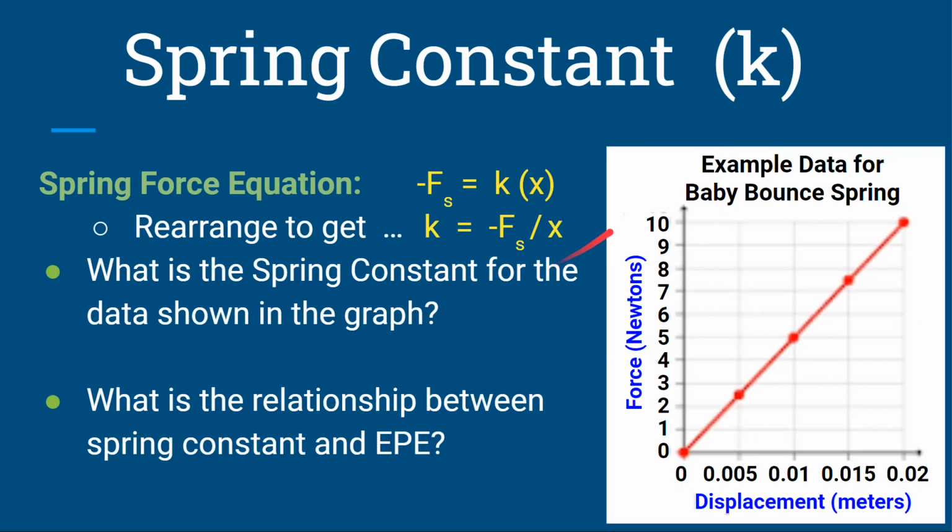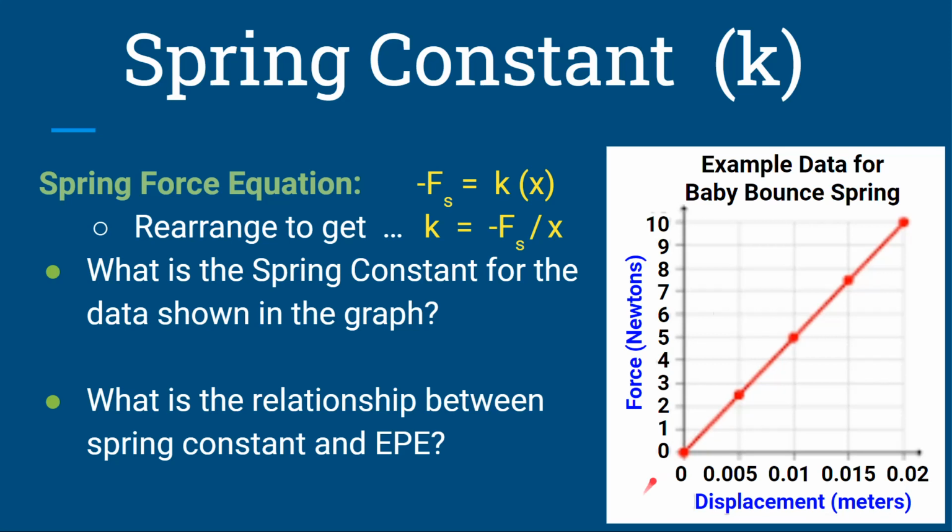Another thing that you might see is a graph like this, and you're asked to solve a problem using the graph to get your spring constant. The reason we use this graph: the equation I just showed you for spring force is F equals K times X. If you rearrange it, K is equal to the force divided by the displacement. That's what this graph is, a force displacement graph. It says it's example data for a baby bouncer that has springs in it, where the babies jump up and down. It has different force values and different displacements here.